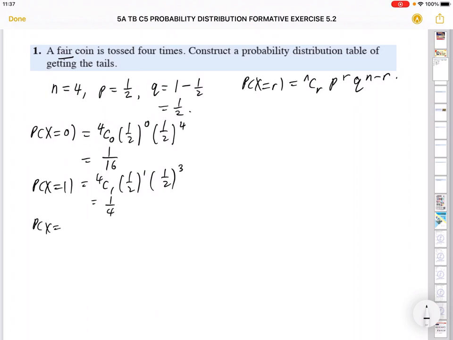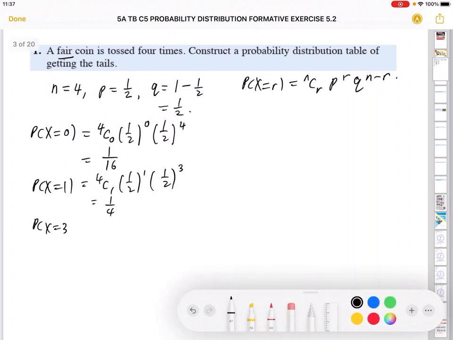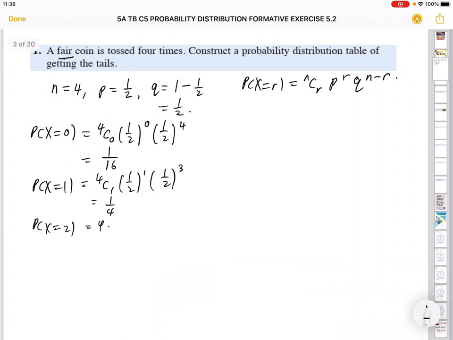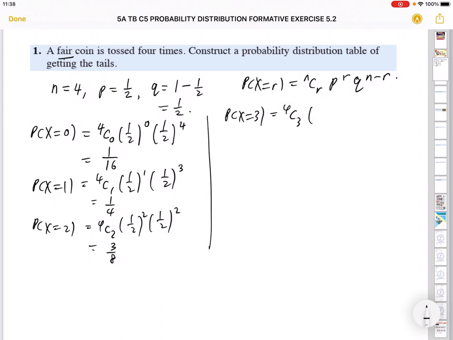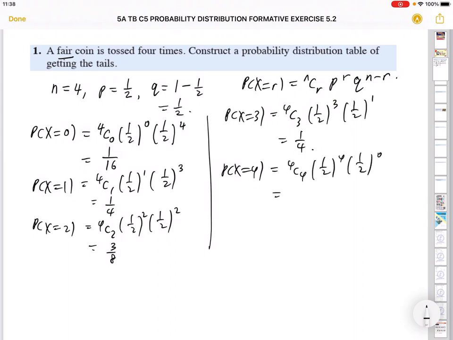For x equals 3, no, x equals 2 first. X equals 2, 4C2, 1/2 power 2, 1/2 power 2 as well. This is 3/8. For x equals 3, 4C3, the probability p is 1/2 power 3, 4 minus 3 is 1. We'll still get 1/4. And lastly, for x equals 4, the probability is 4C4, 1/2 power 4, 1/2 power 0, which is 1/16.